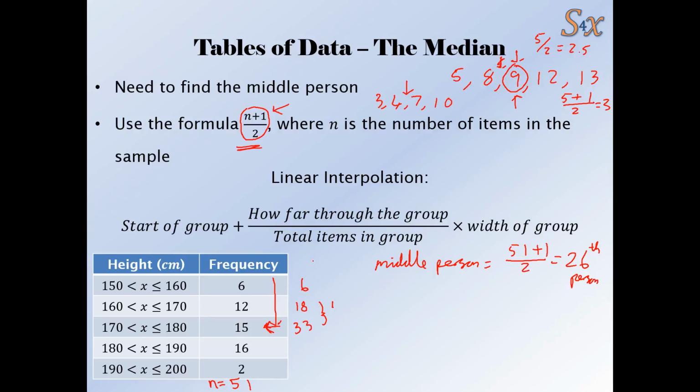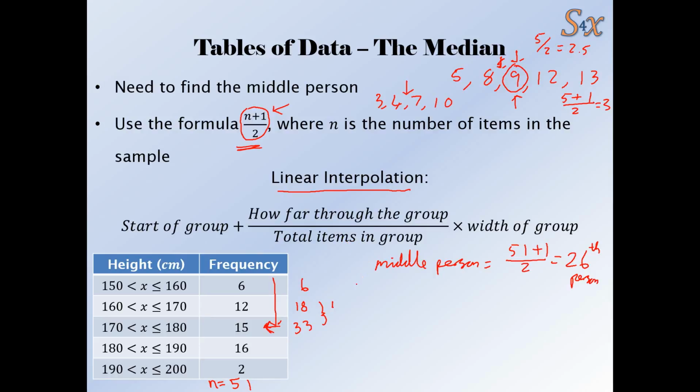Okay, and we're trying to figure out, or come up with an estimate, I should say, as to where that middle person is. We don't know the exact height of the people in this group, so we're going to have to make a bit of an estimate. This is what the linear interpolation method is for. So it's 18 people to get to the start of this 170 to 180 group, and there's 33 people by the end of the group. There's 15 people inside the group.